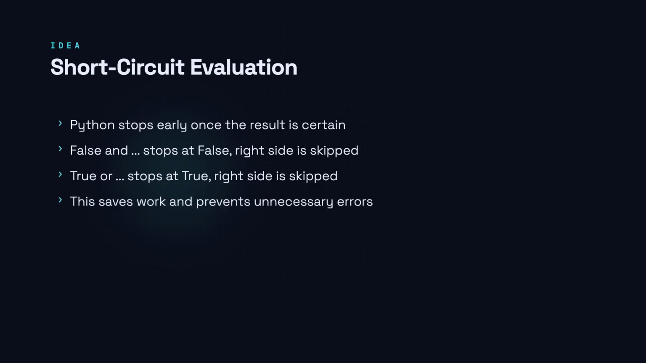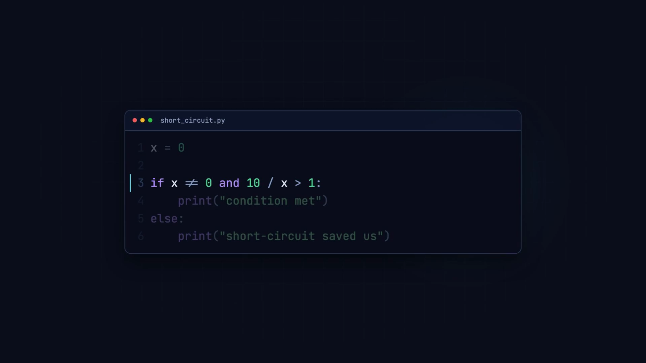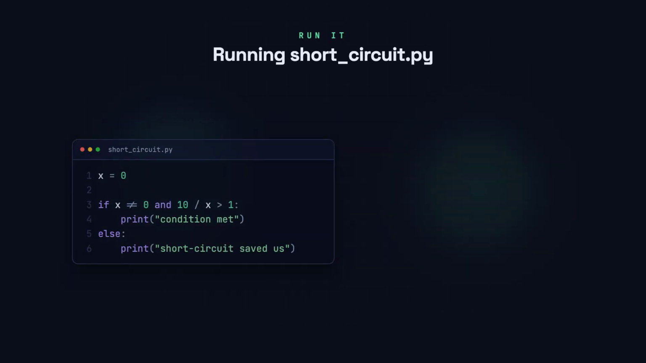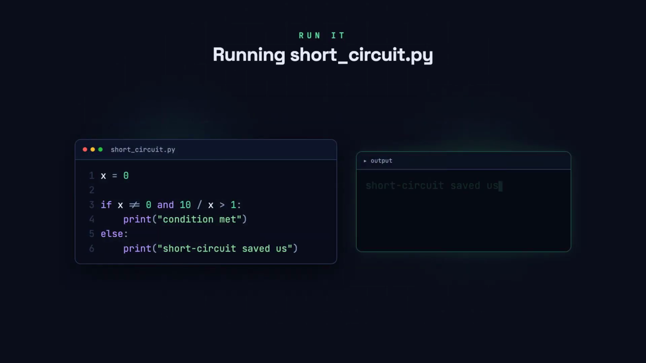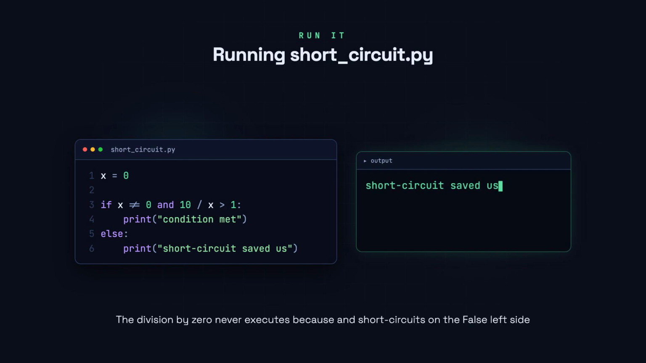With AND, if the left side is already false, it knows the answer is false and never checks the right side at all. Here x is 0. Python checks is not equal to 0 first, which is false, and immediately short circuits. The division on the right is never attempted, avoiding a crash. The output confirms, short circuit evaluation protected us. Because the first condition was false, Python skipped the dangerous division entirely and went straight to the else branch.